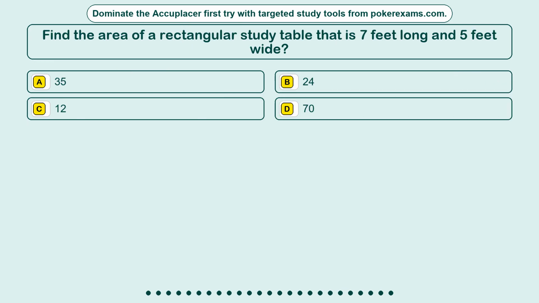Question 12. Find the area of a rectangular study table that is 7 feet long and 5 feet wide. Option A, 35. Option B, 24. Option C, 12. Option D, 70.